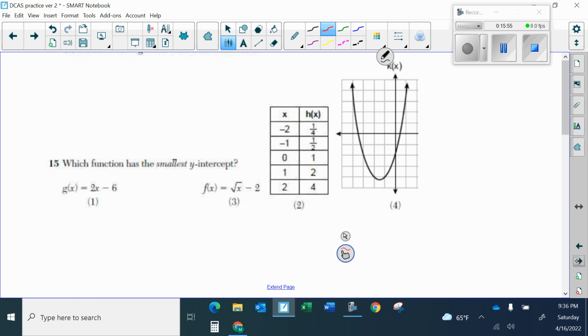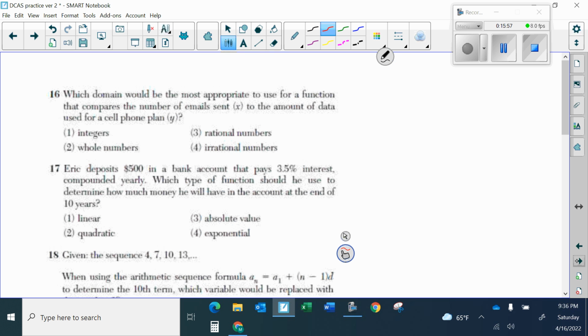Okay, next. Which domain would be the most appropriate use for a function that compares the numbers of emails sent? Well, I can only send full emails. So that would have to be whole numbers. I can't send rational numbers, those are fractions. I can't send irrational numbers or square roots. Integers, that means I can send negative emails. You can't do that either. Whole numbers. So again, that's testing the number system. You know what each one stands for, and you're going to have a problem like that.